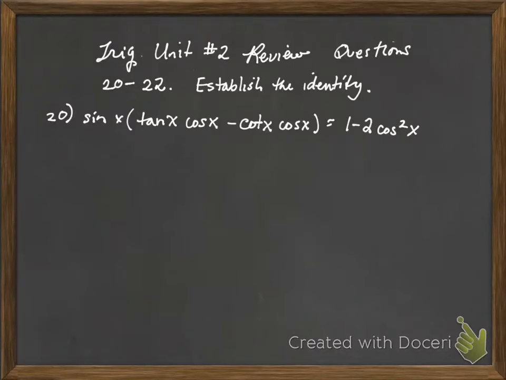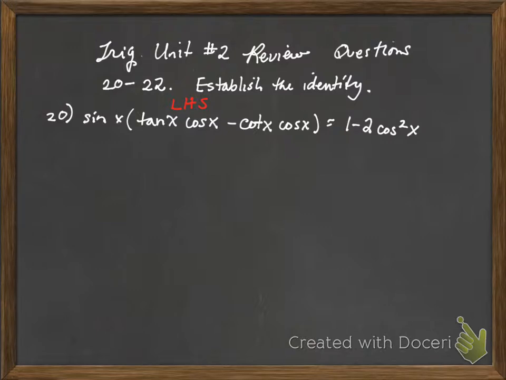Okay, this is the Trig unit number 2 review, questions 20 through 22. Establish the identity. Number 20 says we have sine x times (tangent x cosine x minus cotangent x times cosine x) equals 1 minus 2 cosine squared x. I'm going to start on the left-hand side because this side looks a bit more complicated.